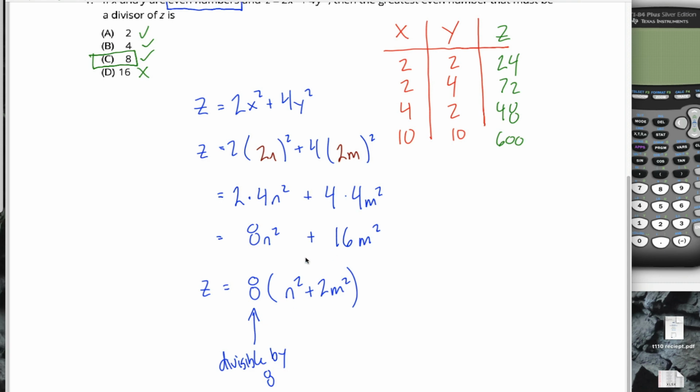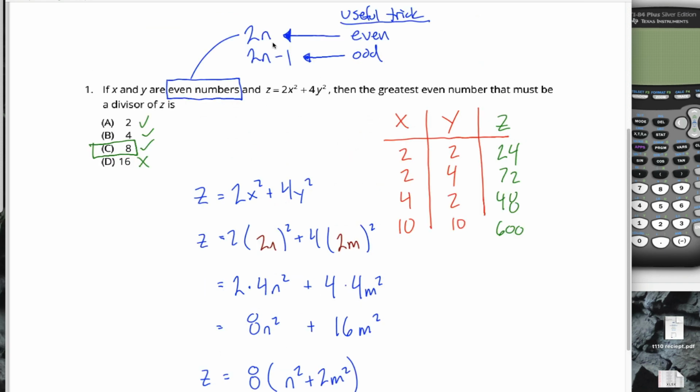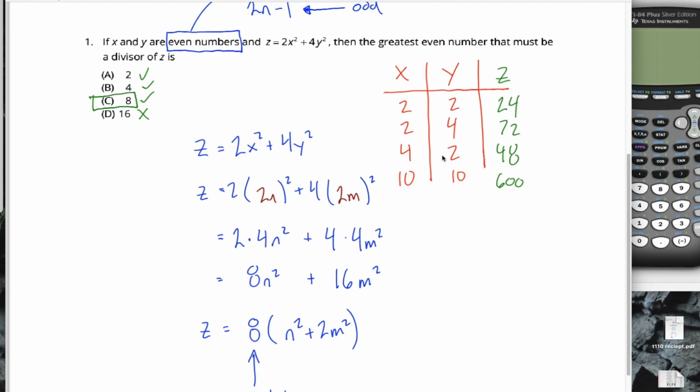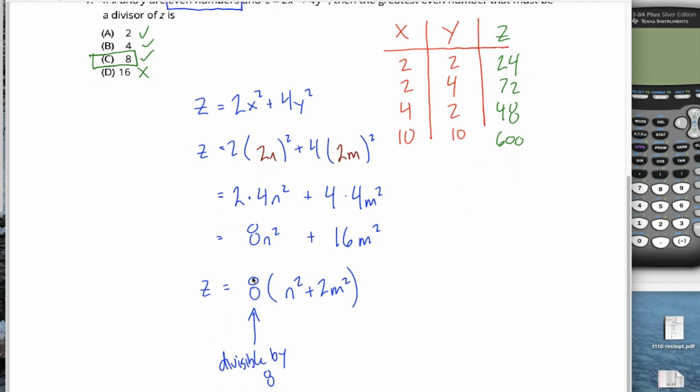If what were inside these parentheses happened to be even, then this thing z would be divisible by 16. But I don't know that this thing inside the parentheses is even. For example, if n is equal to 1 and m is equal to 1, then this is 1 plus 2, in other words 3, it's not even. Oh right, if n and m are equal to 1, then x and y are equal to 2 times 1, in other words 2. And if x and y are both equal to 2, we've already seen that z would be equal to 24. This is 8 times the 3 you'd have left in the parentheses.